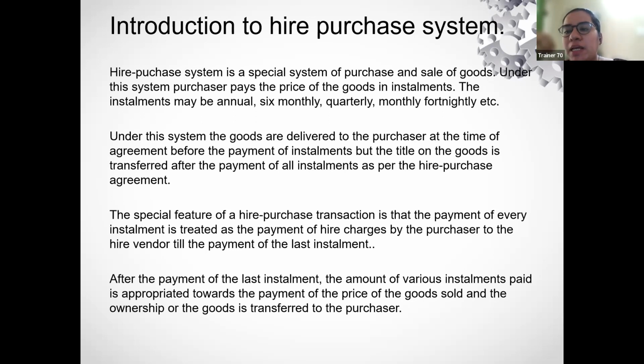And apart from that, being on the defaulter side, I refuse to purchase the machinery. Under the installment system, you can't do that. Under the installment system, you can't refuse and say, no, I don't want this product now.